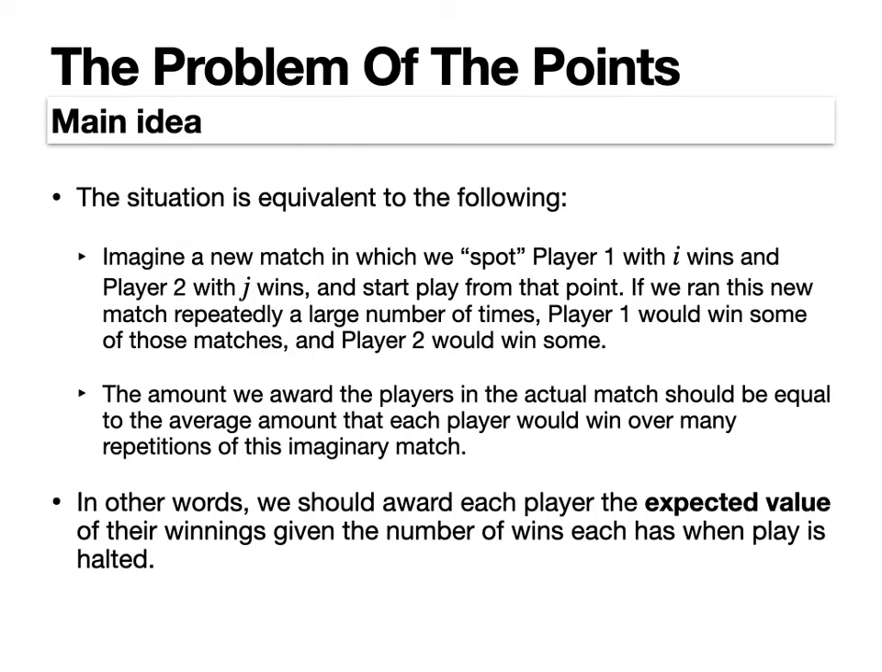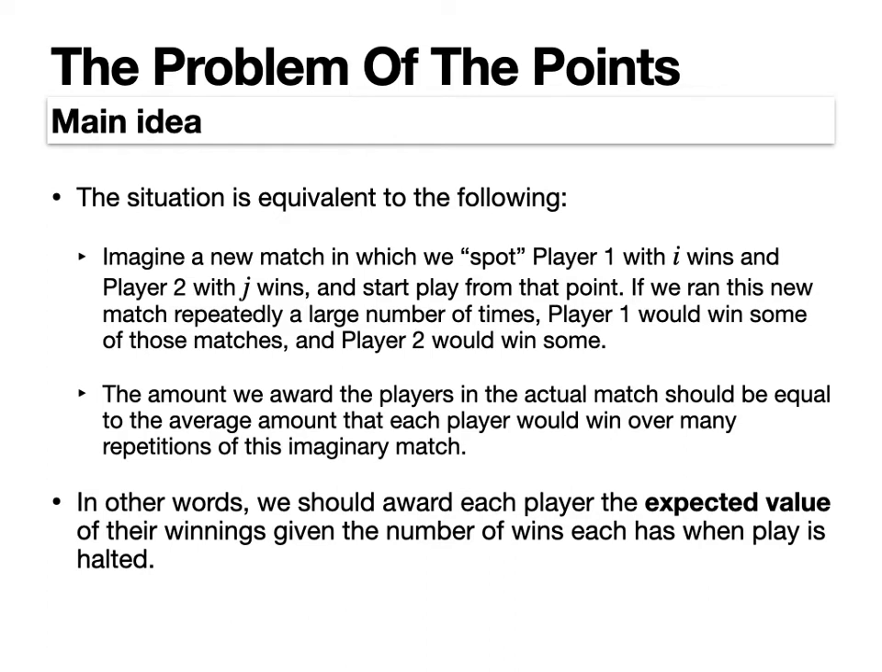So the way that Fermat and Pascal thought about this is kind of interesting. They basically said the following. Okay, let's imagine a new match in which we spot player 1 with his number of wins, and we'll spot player 2 with his number of wins as well, and we'll just start play from that point. Now, player 1 may win this new match, and player 2 might win it as well. But the new match incorporates where we were when the actual match had to be called off.